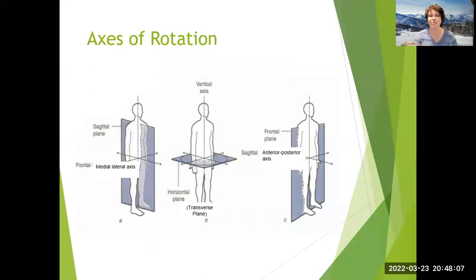This is sort of like the plane diagram, but this one includes the axes. So this is the sagittal plane, and the medial-lateral axis runs perpendicular to it. The transverse or horizontal plane, the vertical or longitudinal axis runs perpendicular to it, and the frontal plane, the anterior-posterior axis runs perpendicular to it.